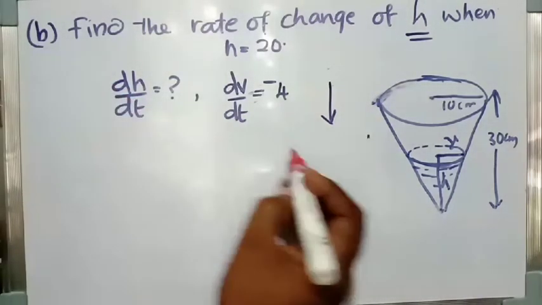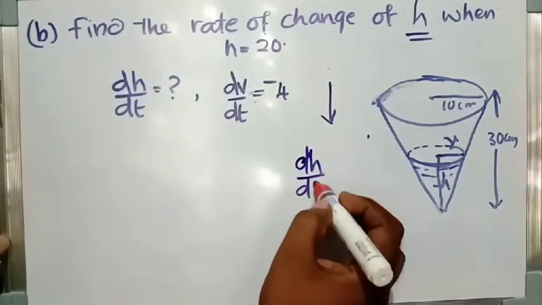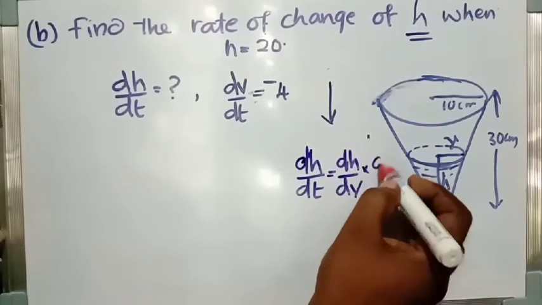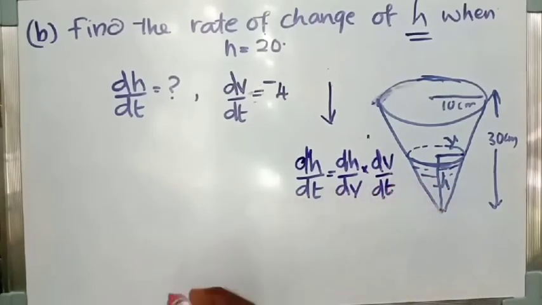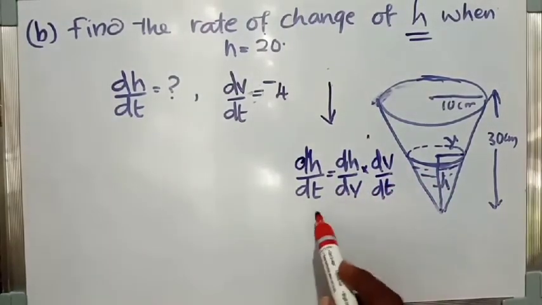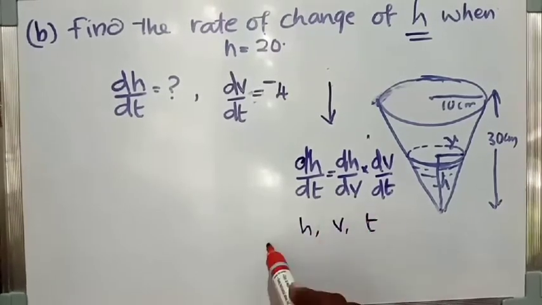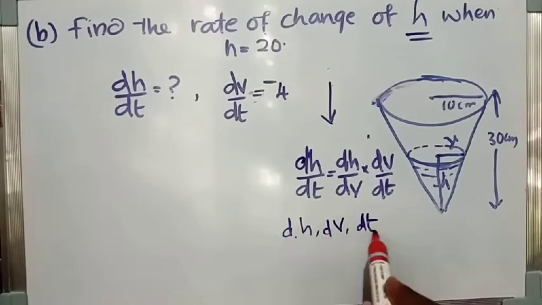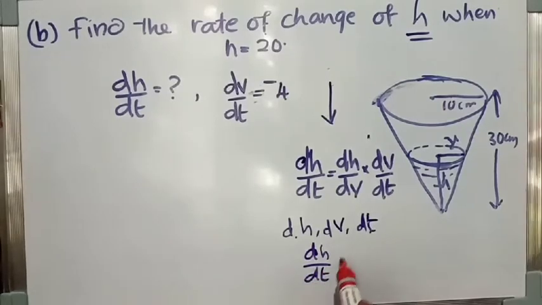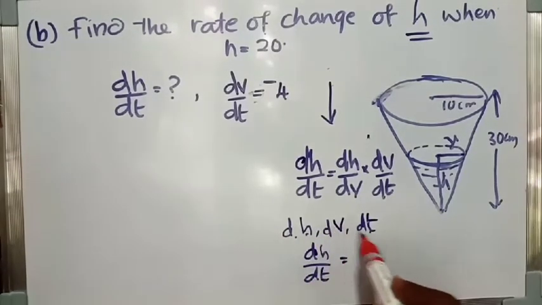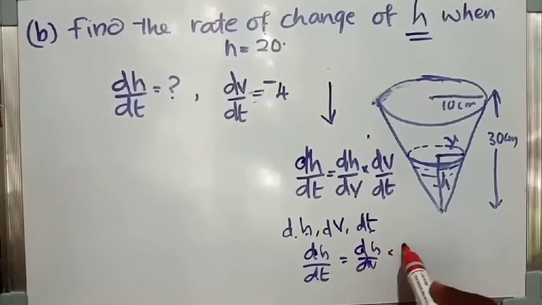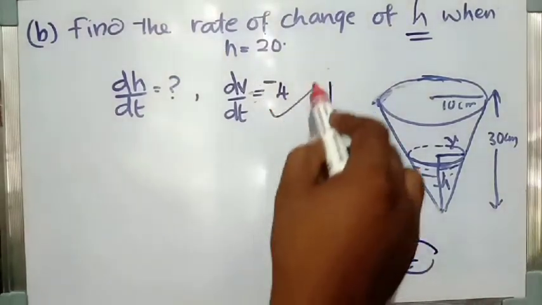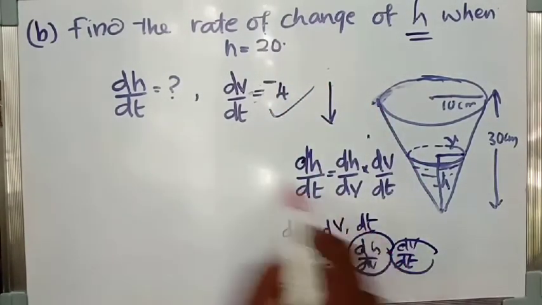Okay, we want dh by dt. You know, dh by dt can be expressed as dh by dV multiplied by dV by dt, because here we have only three concepts, which are h, V and t, that is dh, dV, dt. So with these three, how do we connect dh by dt? You have to connect these two, dh by dV multiplied by dV by dt. You know dV by dt is -4. So now we need to calculate dh by dV.